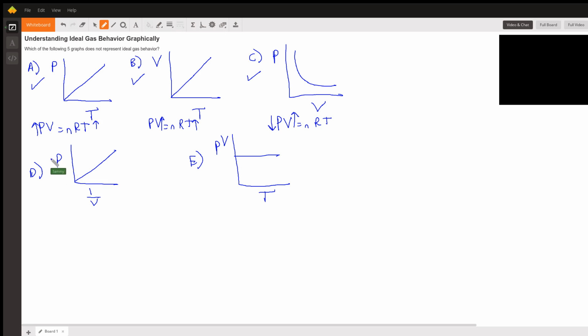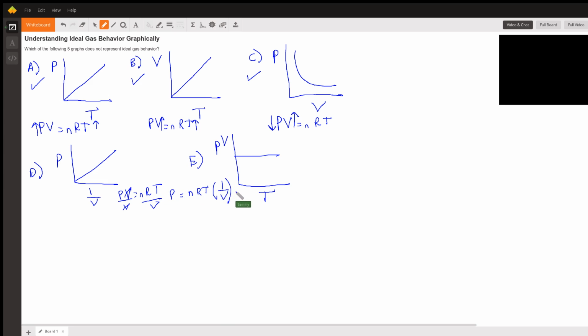Let's look at graph D. So it's P versus 1 over V. So as we increase 1 over V, the pressure increases. So the ideal gas equation is PV equals nRT. To get 1 over V, we actually have to divide both sides by V. So the V's on the left side will cancel out. We'll get P is equal to nRT times 1 over V.